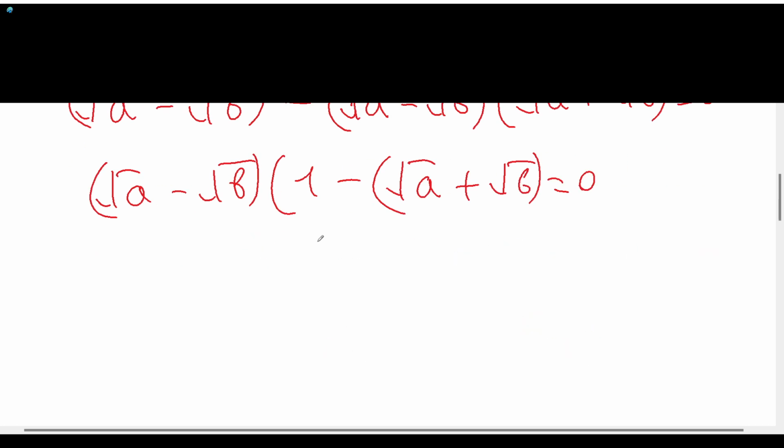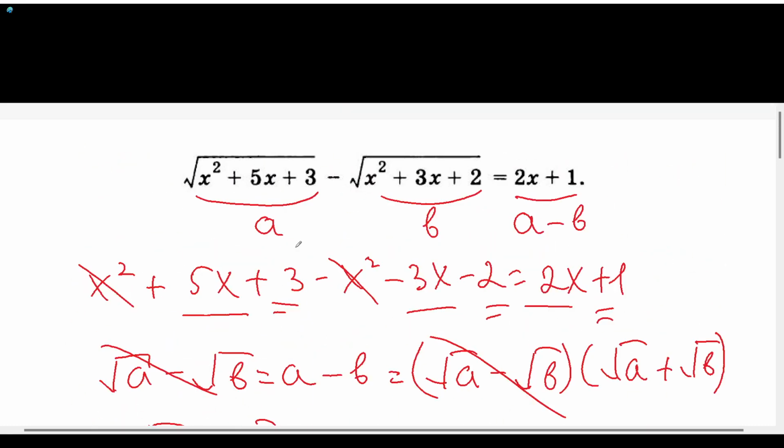And if this expression is equal to 0, each of them has to be equal to 0. So here square root of a minus square root of b has to be equal to 0. And here the answer will be a equals b. And a and b are positive numbers. This is the first answer, but instead of a and b, we have to plug these expressions.